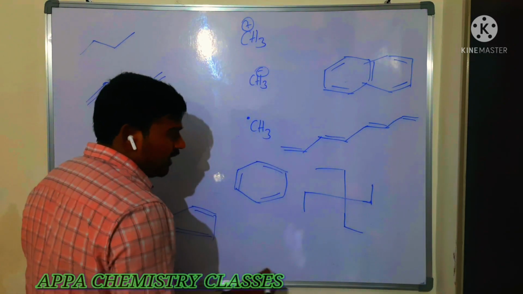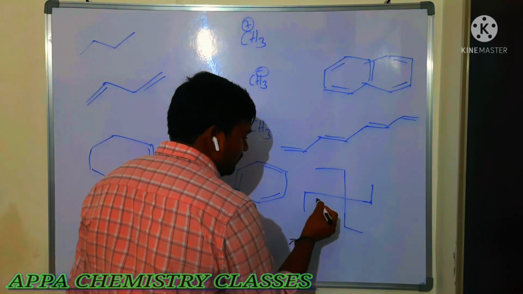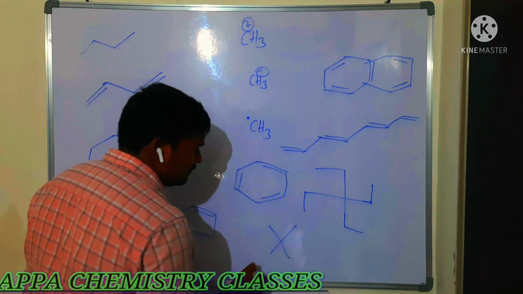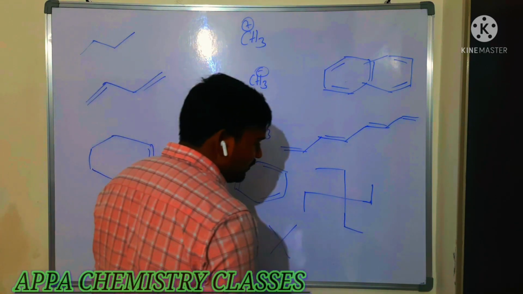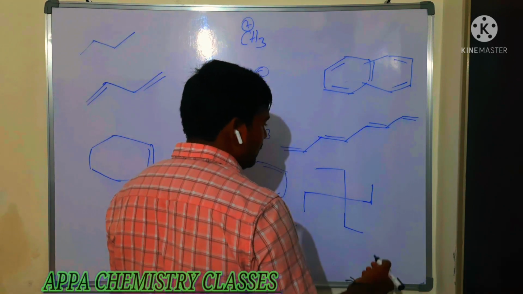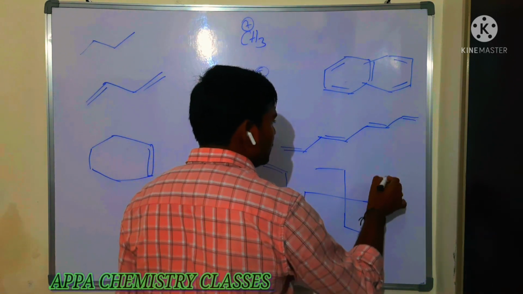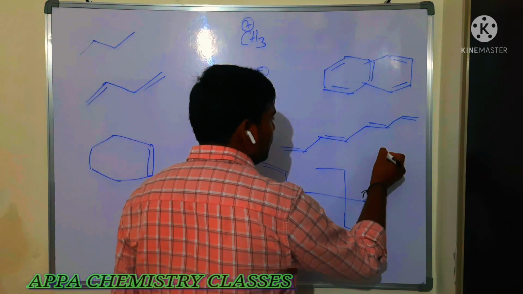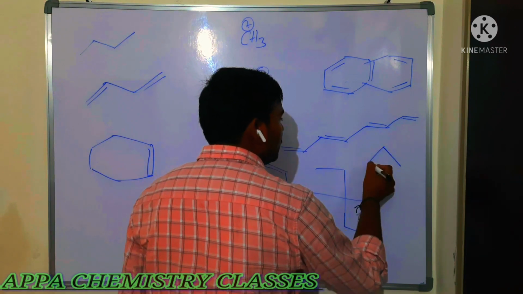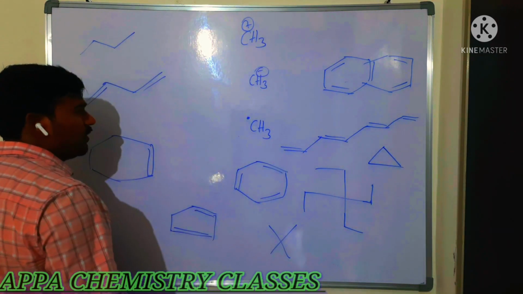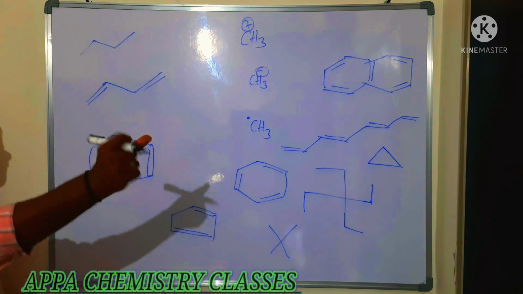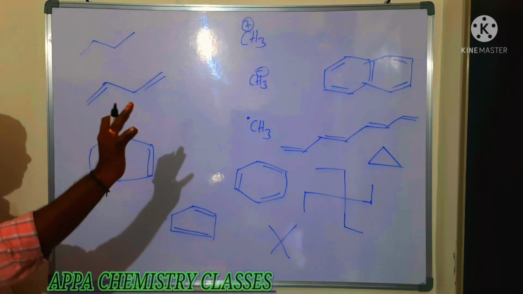I am going to write here the cross symbol. I am going to write the next. You can take the triangle. This all will be simple examples. Firstly, I will tell you hybridization.